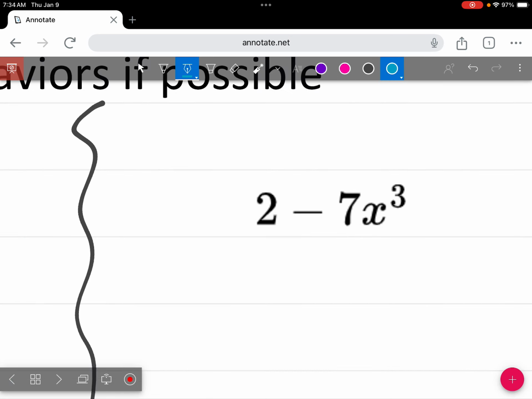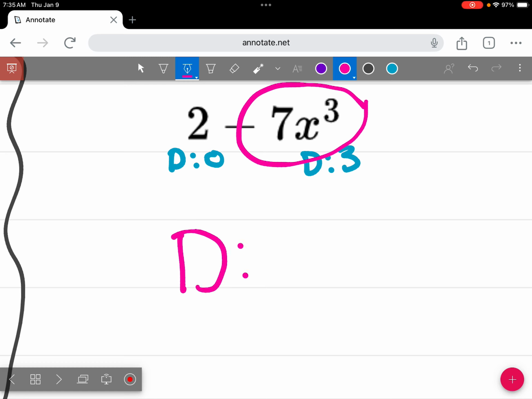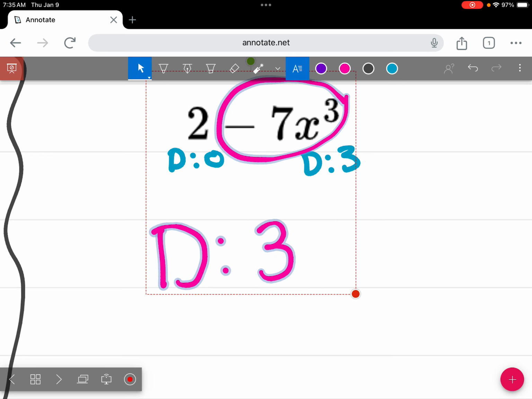If it doesn't have a letter, it doesn't really have a degree. Degree of 0. What does this term have as a degree? 3. So this one has a degree of 3. So what is the biggest degree in this polynomial? 3. So this guy is in charge. So the degree of the polynomial is 3. Just moving that over just a smidge.